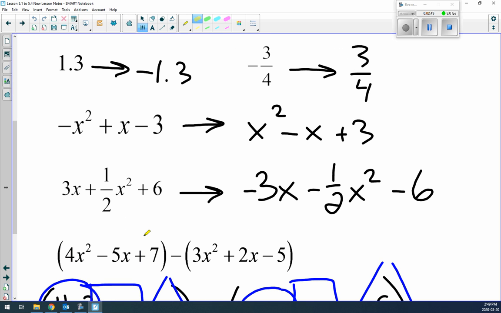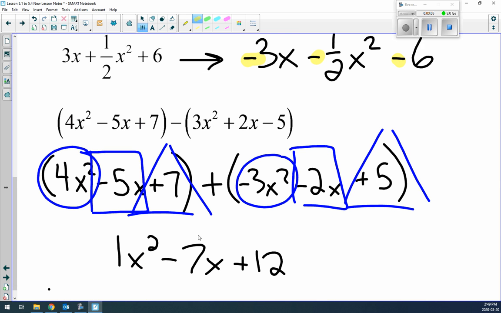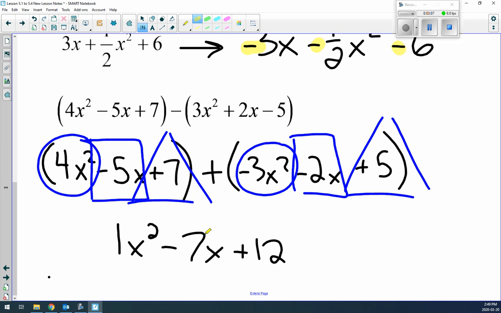Last one here, 3x plus a half x squared plus 6. All we do is we change the signs. So the positive 3x becomes negative, the positive 1/2 x squared becomes negative, the positive 6 becomes negative. So when we want to subtract two polynomials, what we do is we change them, we add the opposite.